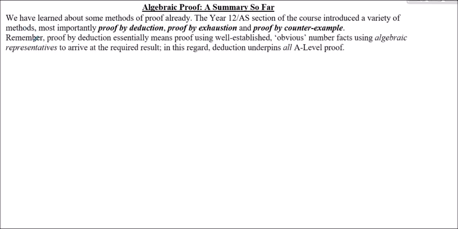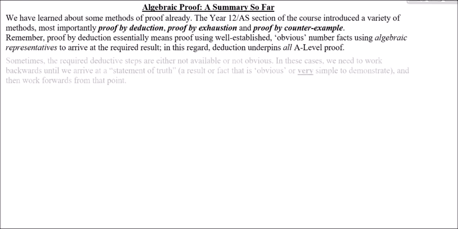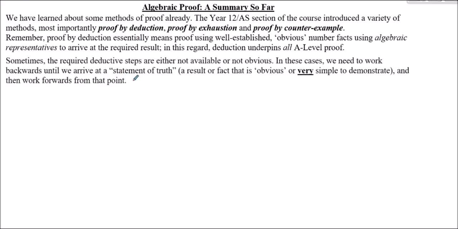Before that though, you need to remember proof by deduction, like I've said, is essentially just proof using well-established obvious number facts, using algebraic representatives to arrive at the required results. So it underpins all A-level proof. Sometimes though, the required deductive steps are either not available or not obvious to us. In those cases, we need to work backwards until we arrive at what the textbook says, and what I've ended up saying myself anyway, is a statement of truth.